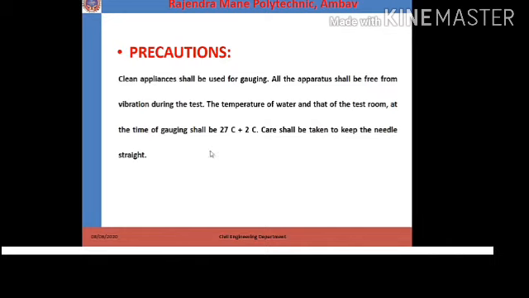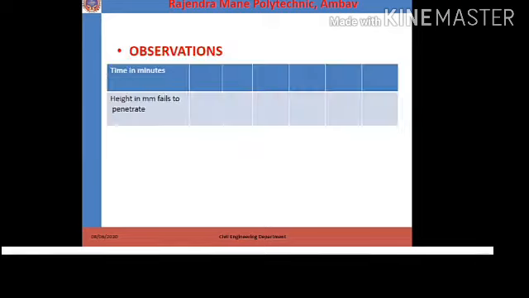During this experiment, we have to take some precautions. We always use clean appliances for gauging. All the apparatus shall be free from vibrations during the test, and the temperature of water and that of the test room at the time of gauging shall be 27 degrees centigrade plus or minus 2 degrees centigrade. Care shall be taken to keep the needle straight.